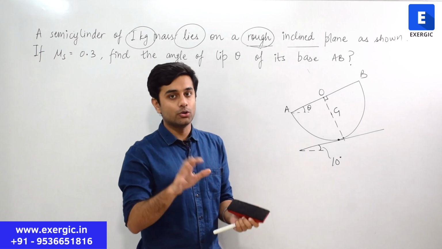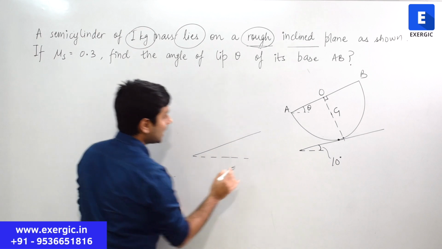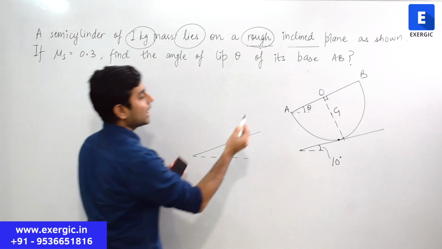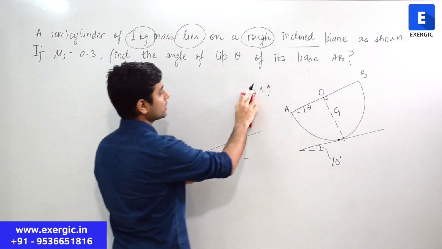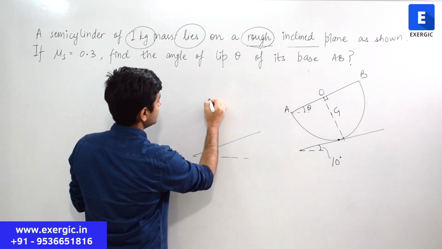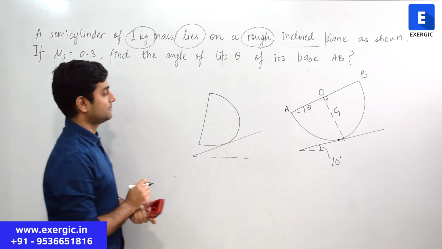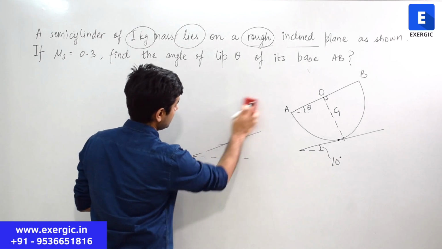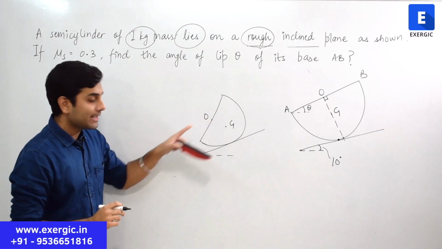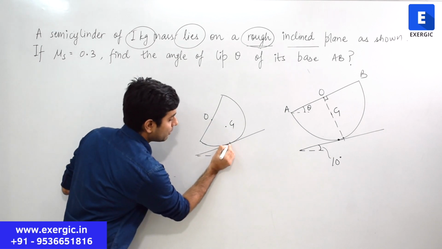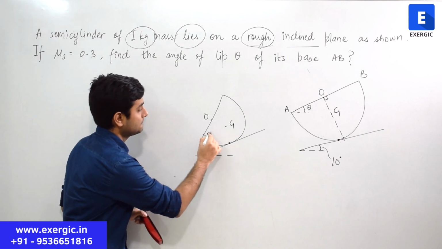Let me show that to you with an exaggerated diagram. I am drawing an exaggerated diagram. I am assuming that theta is very large, just for the diagram. So maybe this is how this semicircle is touching it. Now look at this diagram. In this diagram, this is the contact point. This is tilted by theta.